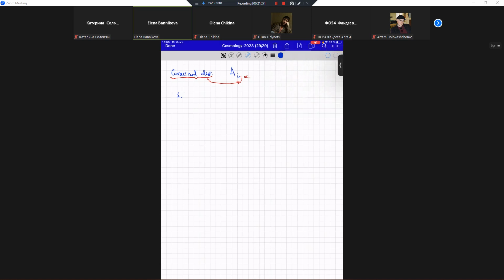So the first property, what do we want? We want that the covariant derivative should coincide with the partial derivative in a Cartesian reference system, coordinate system, or we can say in flat space.